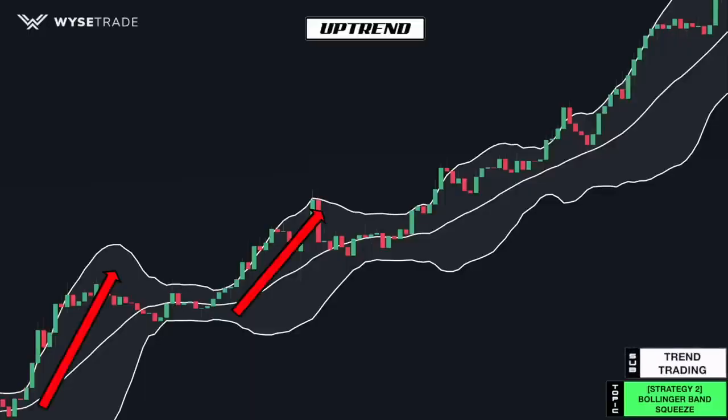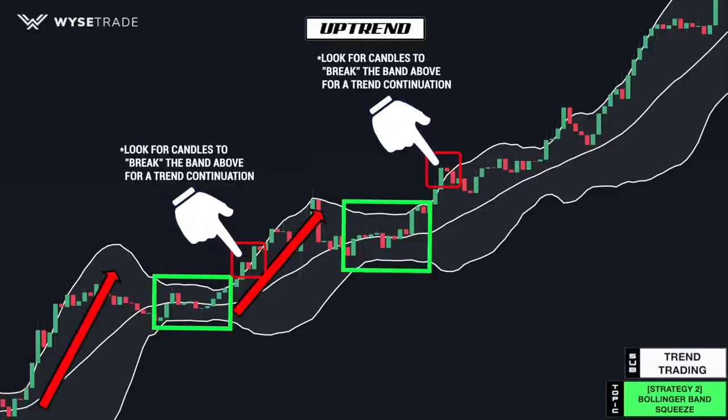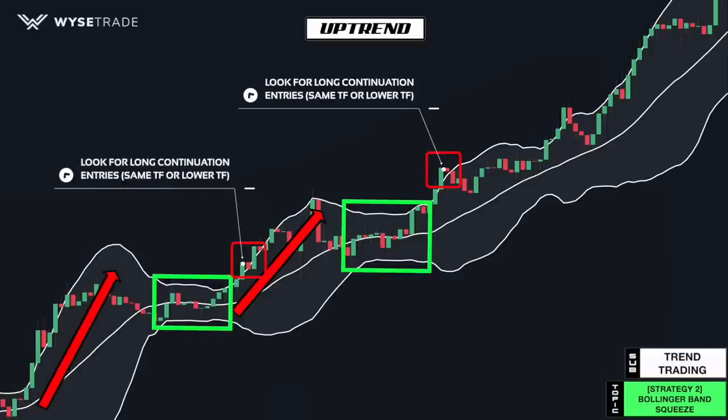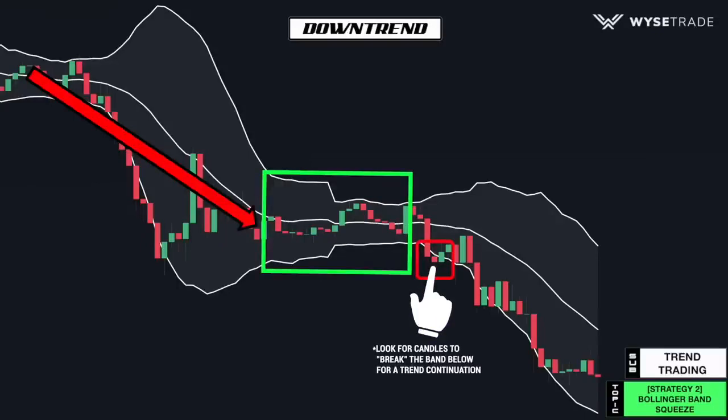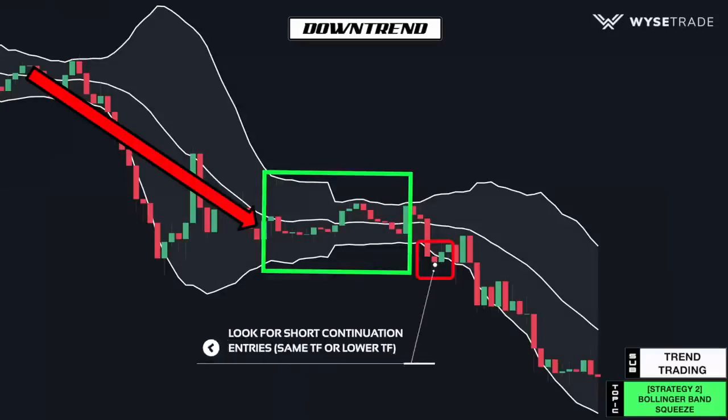You have your moving uptrend. The bands squeeze together. Then once price breaks the band above, this signals a continuation of the larger uptrend, and you would look for long trade entries. Going in the opposite direction, you have your moving downtrend. The bands squeeze together. Then once price breaks the band below, this signals a continuation of the larger downtrend, and you would look for short trade entries.